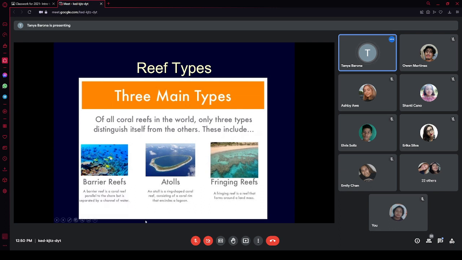The other type of reef that you find in this area are atolls. An atoll is a ring-shaped coral reef consisting of a coral rim that encircles a lagoon, meaning on the outer perimeter of an atoll, you have depths plunging to 500 meters or 500 feet and beyond, while the inside is very shallow, reaching only a max depth of around 30 to 40 feet. You also find fringing reefs, which, as the name indicates, form on the fringes of islands.